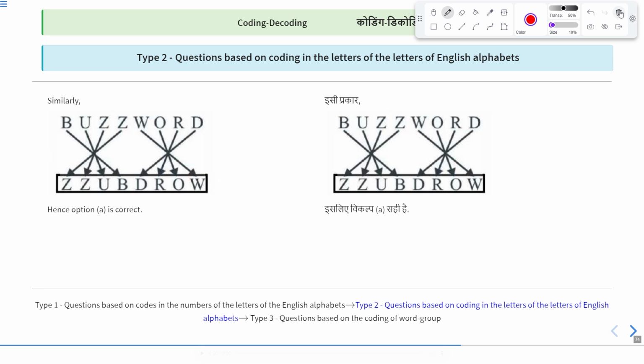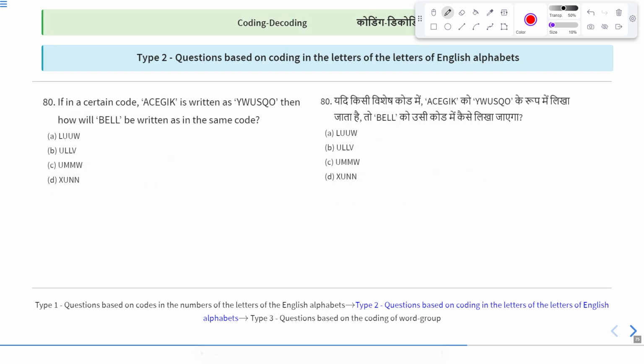To take the word, imagine half is of the letter that was the pattern. In a certain code, ACGIK is written as YWQSQQ. We have an interesting case where I think the letters are again being reversed to a degree.